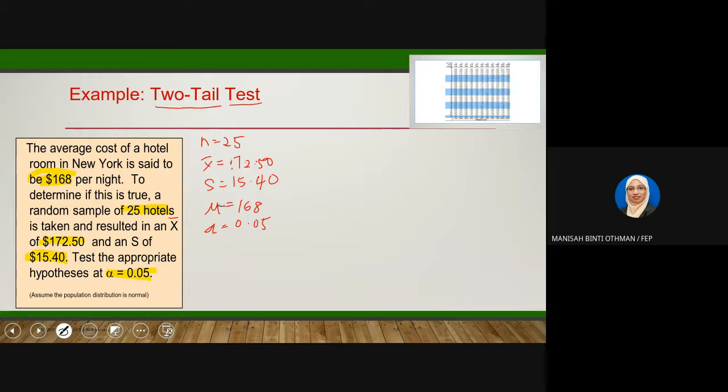Hypothesis null and hypothesis alternative. The hypothesis must be based on mu. Because this is a two tail, two tail is equals to and not equals to: mu is equal to 168 and not equals to 168. So first you have to identify the distribution here. This is 168 in the middle.